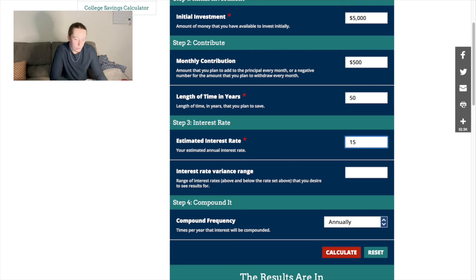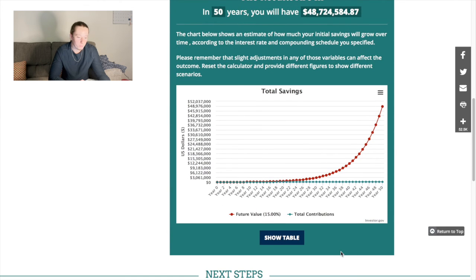15% return. That is certainly doable. That's a good return. You're definitely a good investor at 15%. But it's doable for sure. So let's calculate that. We're going to keep it at annually. Let's calculate that out. Let's see what the results are. So in 50 years, you'd have $49 million.